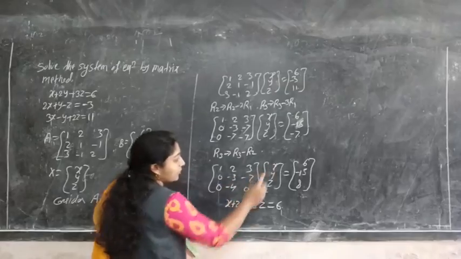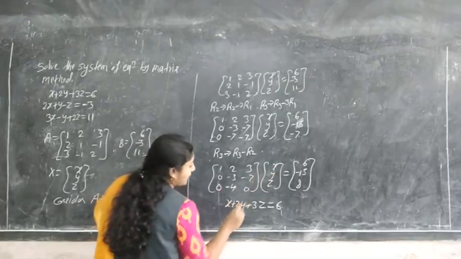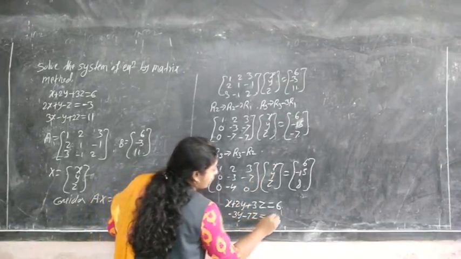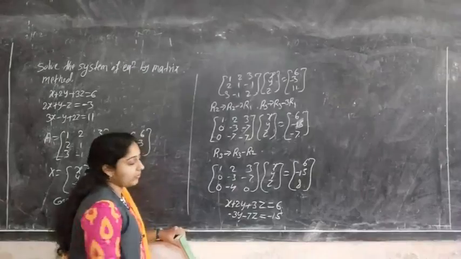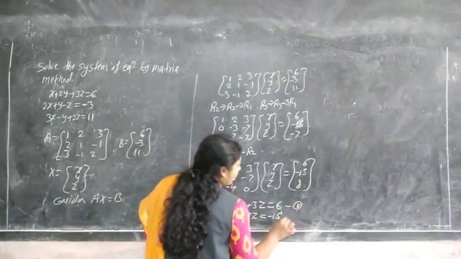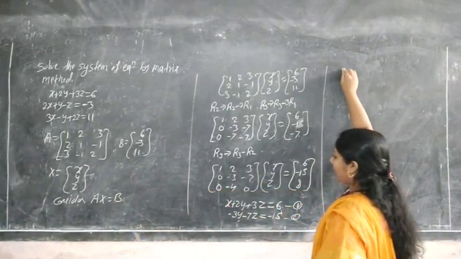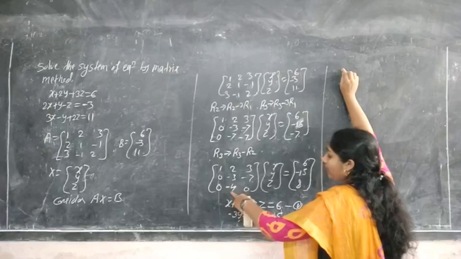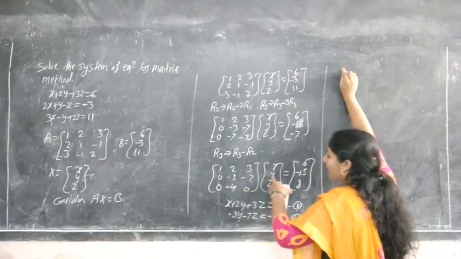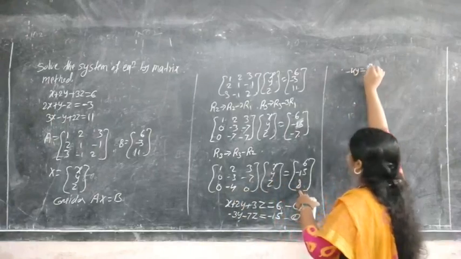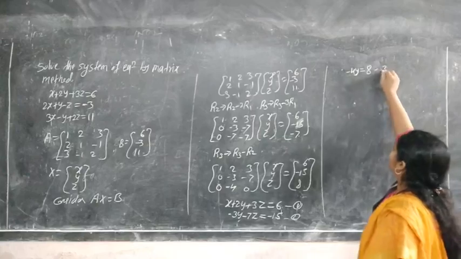Next, here we are having 0, 0 into x is 0. So you will get minus 3 into y minus 7 into z is equal to minus 50. Okay, call this as equation number 1, call this as equation number 2, and we are having equation 3. Here we are having 0, here we are having minus 4, so we have to multiply with y. So minus 4y is equal to 8. Call this as equation number 3.